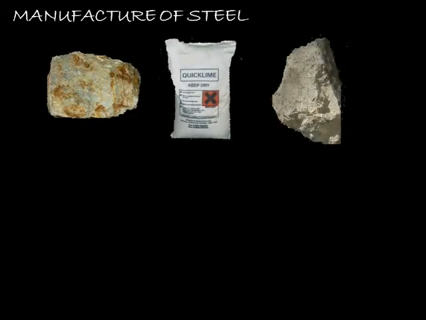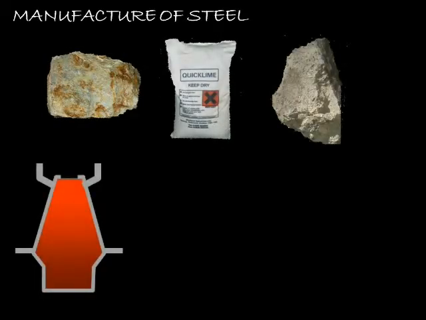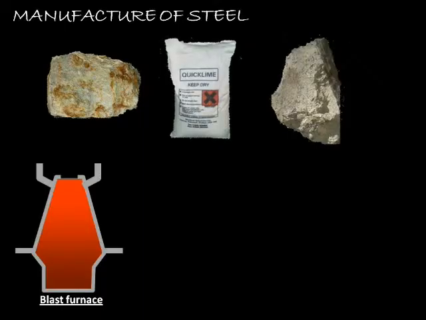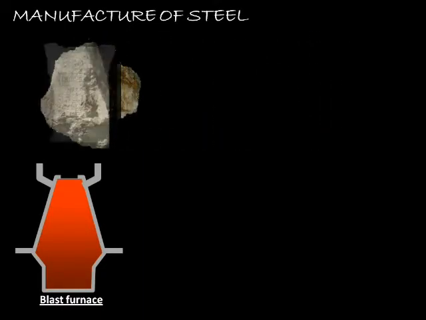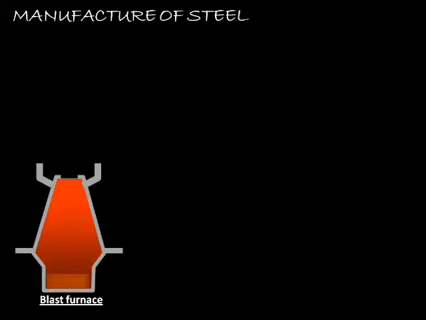Manufacture of steel. Steel is manufactured from raw materials such as iron ore, limestone and coke. These are combined together and heated in a blast furnace to create molten iron. Within the blast furnace, waste products are created during the heating process.